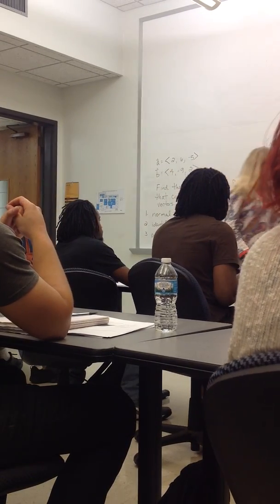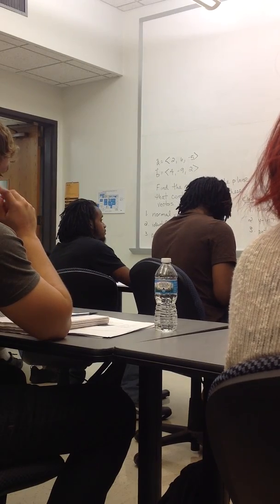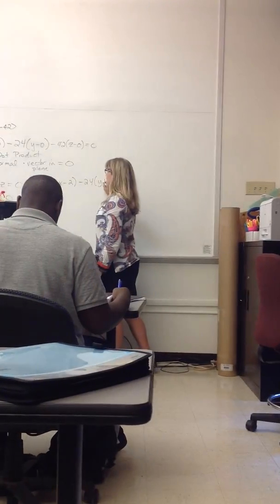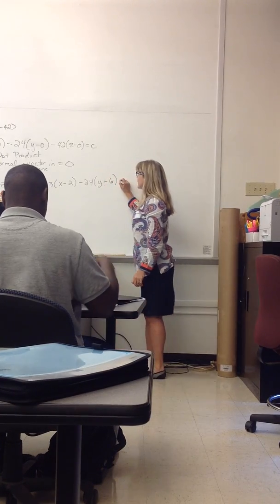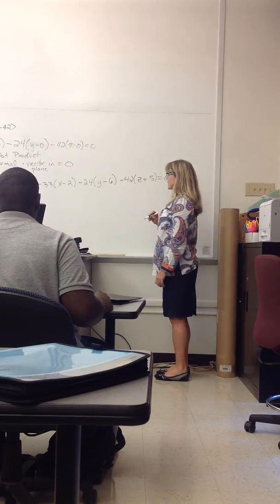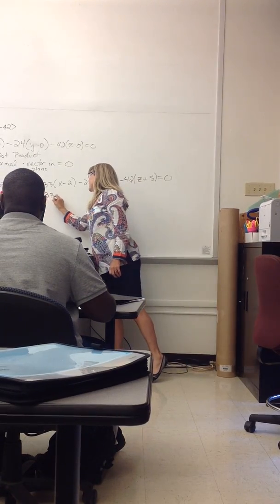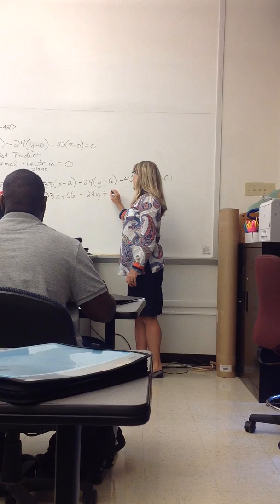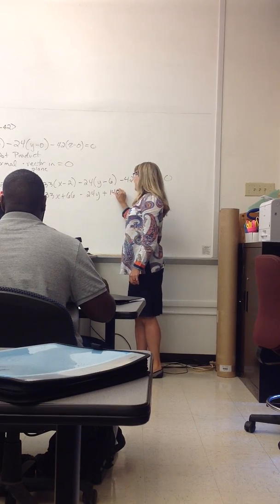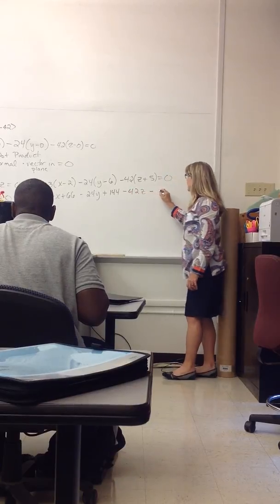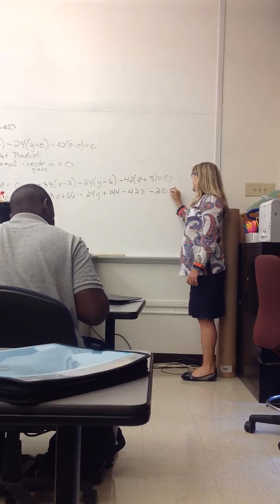All right, if we use one of our other points, so if I use 2, 6, negative 5, we would have negative 33 times (x minus 2) minus 24 times (y minus 6) minus 42 times (z plus 5). And that would give me negative 33x plus 66 minus 24y plus 144, right? And then 210.